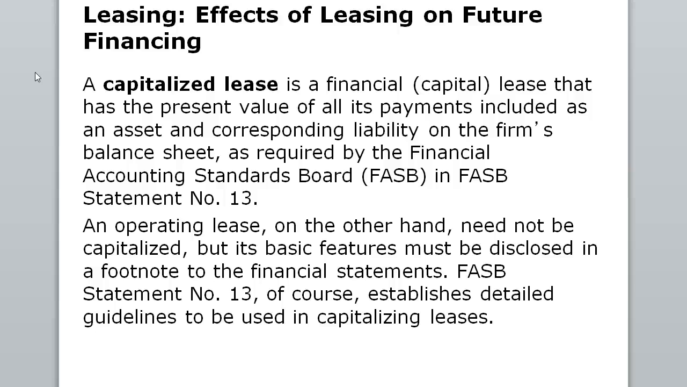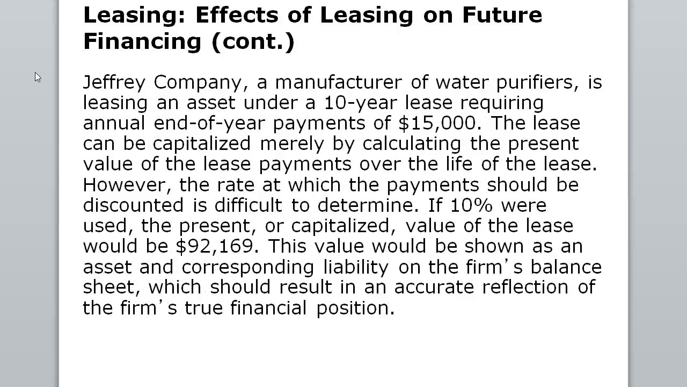which establishes the details and guidelines for the capitalizing of leases. So operating leases, they're not going to be dollar-wise in the balance sheet, but they will be disclosed in the financial statements as having the operating leases. So let's look at this example. Jeffrey Company, a manufacturer of water purifiers, is leasing an asset under a 10-year lease agreement.